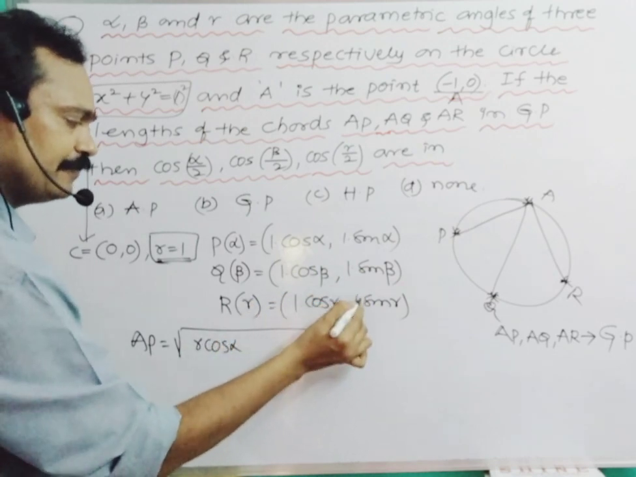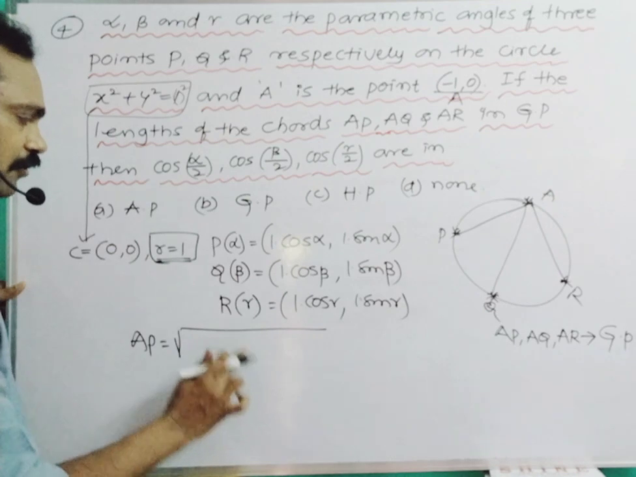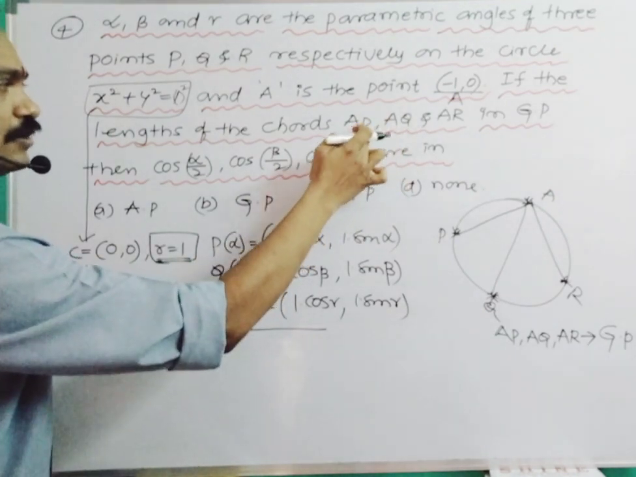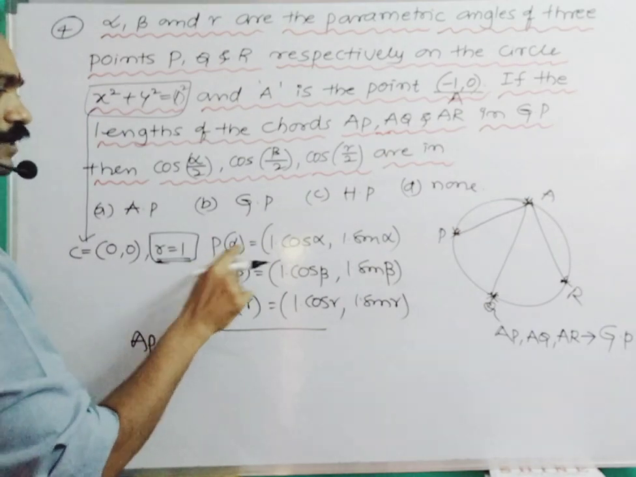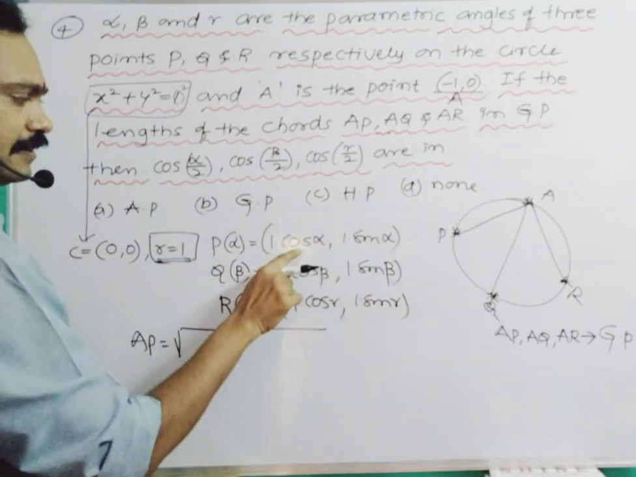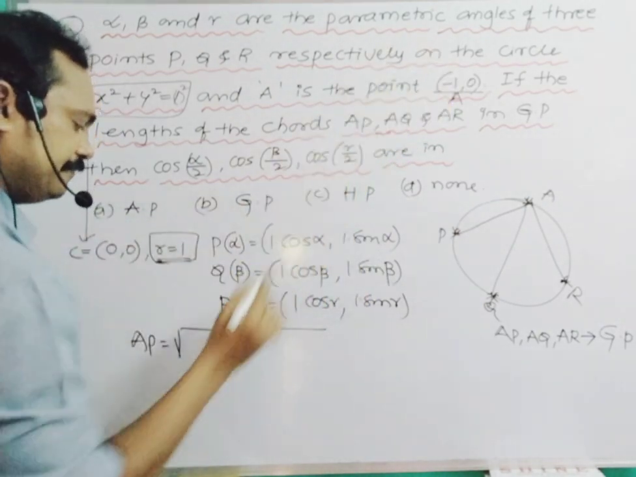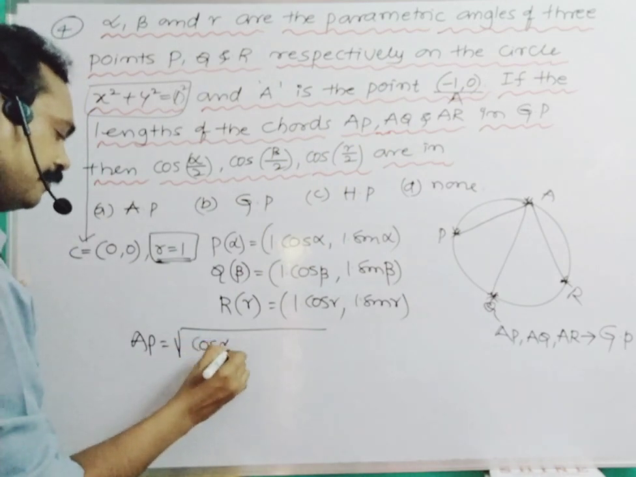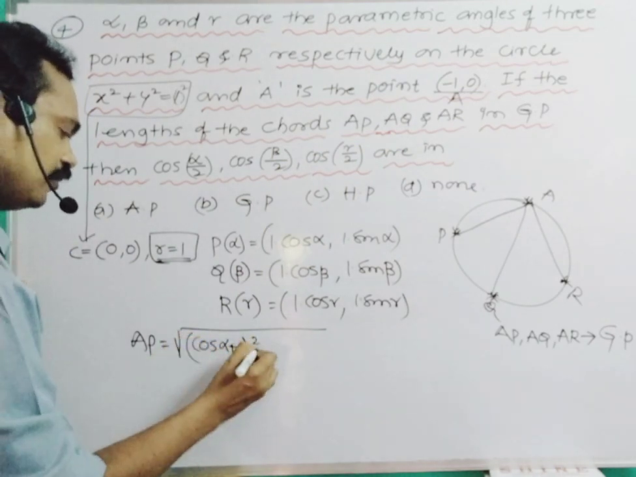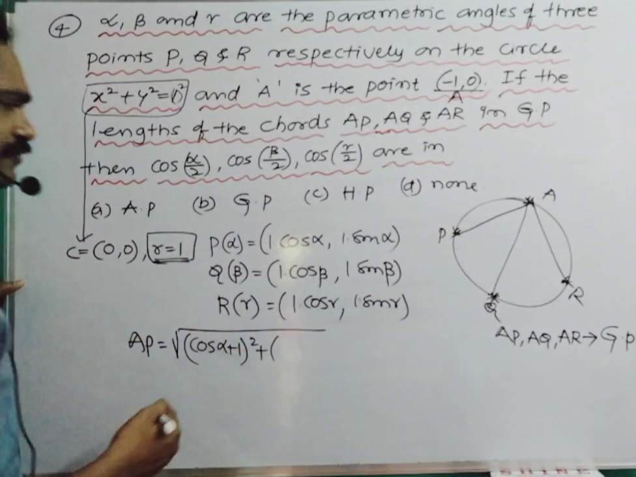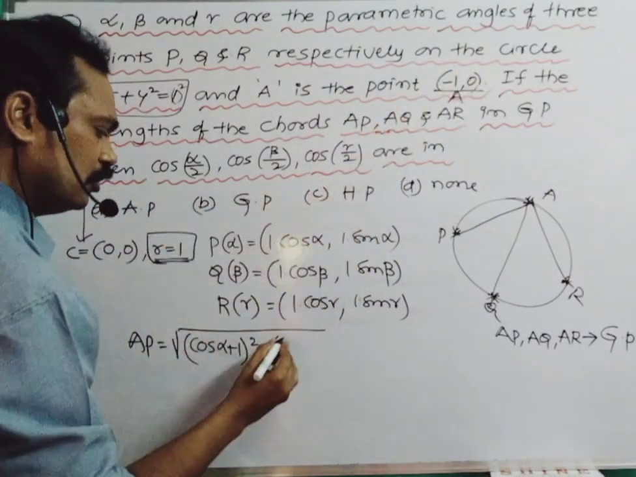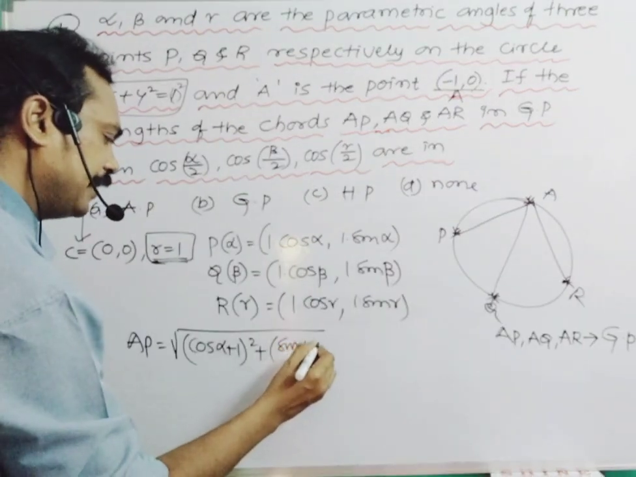Very simple. See. Chalo. AP distance you have to confirm. A coordinates are minus 1 comma 0. P coordinates are cos alpha comma sin alpha. Root over cos alpha minus of minus 1, that is plus 1, whole square. Just I am using the distance between 2 points formula. Plus sin alpha minus 0 whole square.